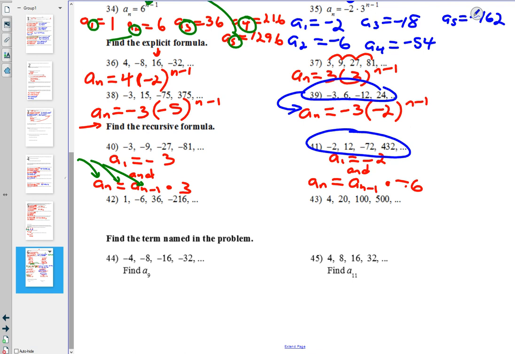Can you test these out here? Recursive? Oh yeah, okay. Start off at negative 2. What's negative 2 times negative 6? 12. What's 12 times negative 6? Negative 72. What's negative 72 times negative 6? Just going one by one.